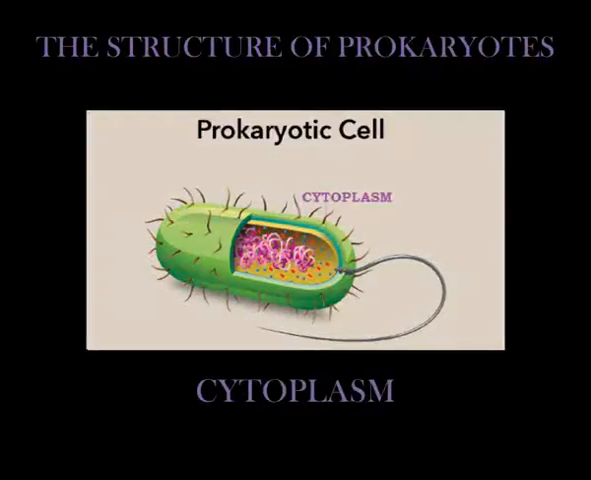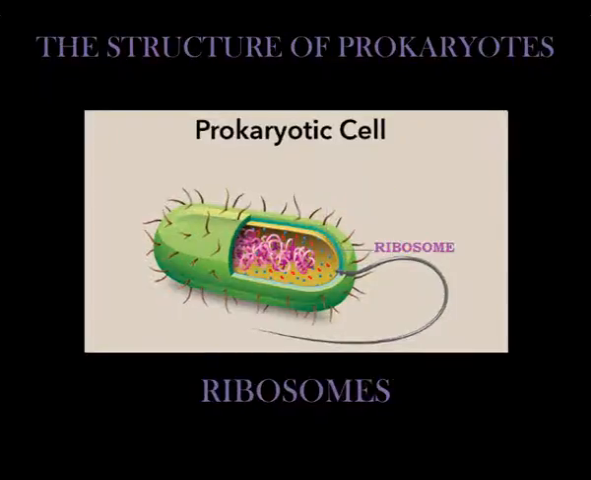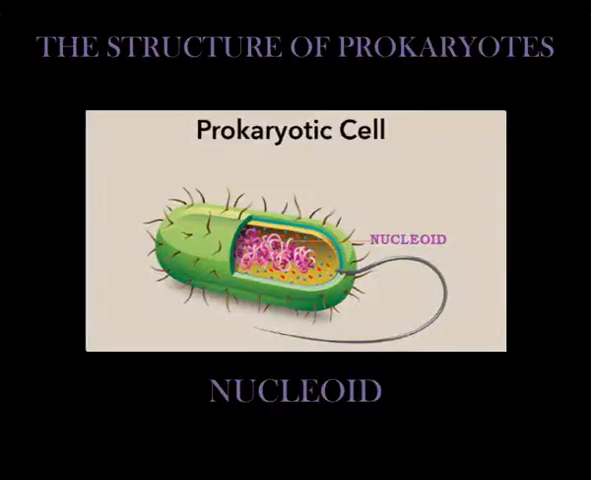Cytoplasm. A gel-like substance composed mainly of water that also contains enzymes, salts, cell components, and various organic molecules. Ribosome. Cell structures responsible for protein production. Nucleoid. Area of the cytoplasm that contains the prokaryote's single DNA molecule.